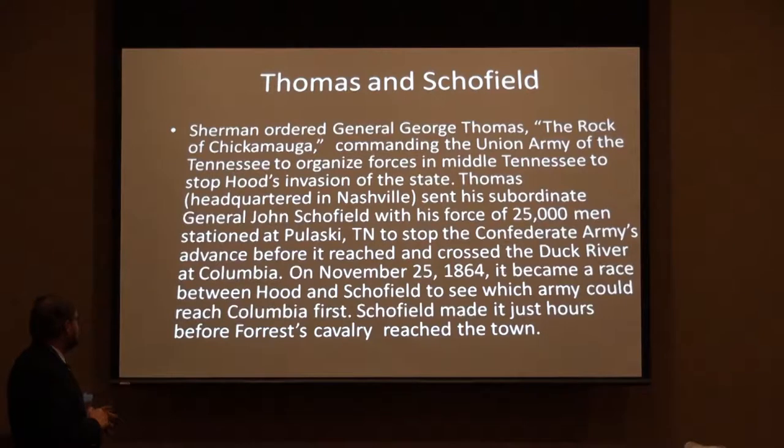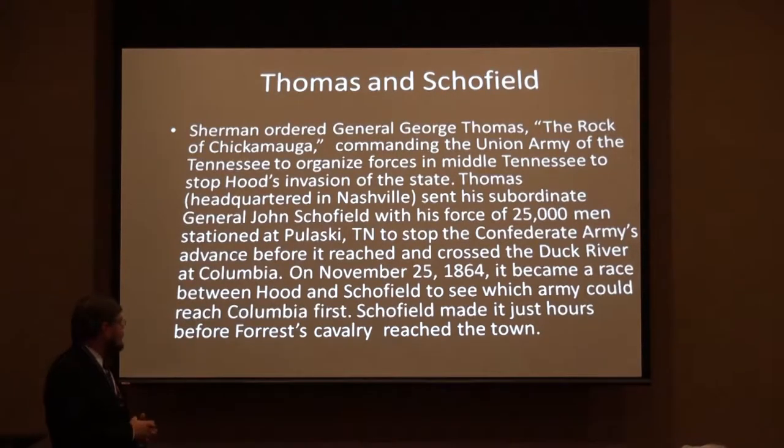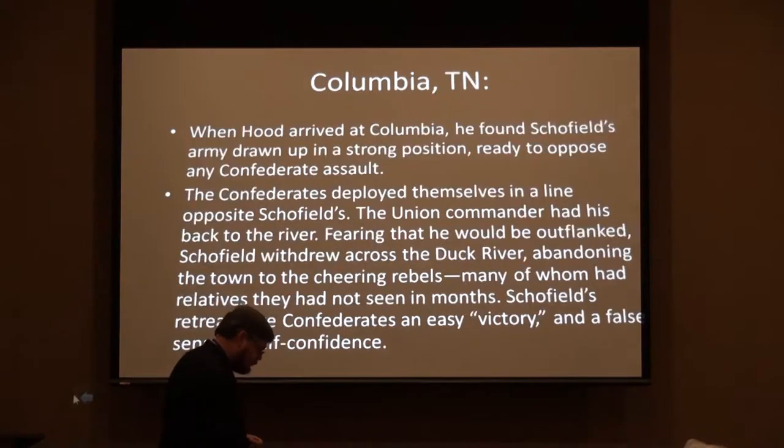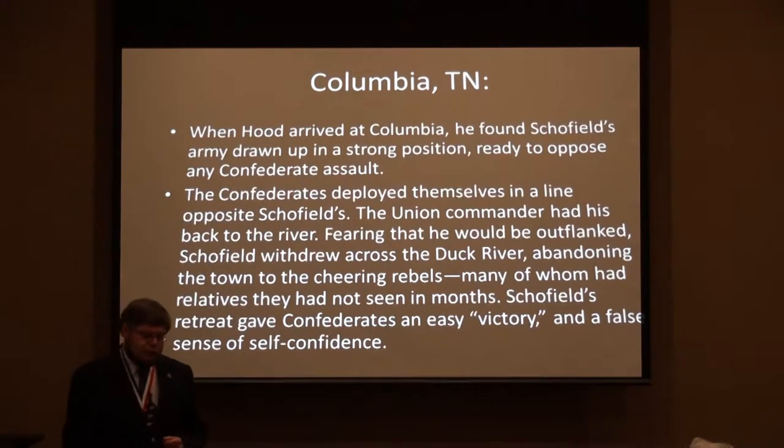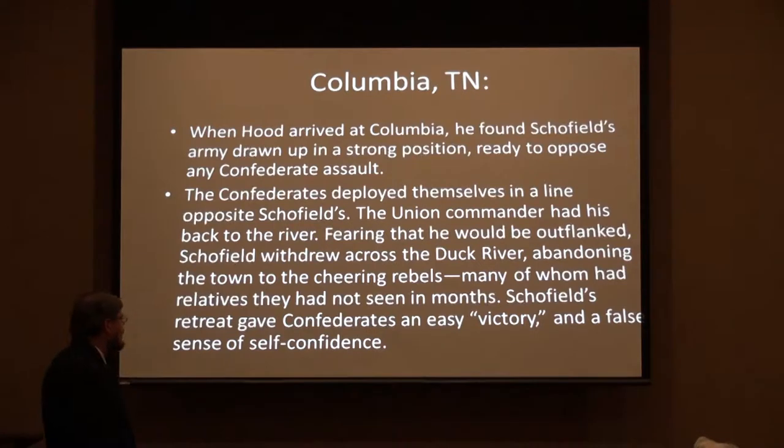At any rate, he was supposed to advance before Hood's army reached and crossed the Duck River at Columbia. On November 25th, 1864, it does become a race between Hood and Schofield to see who gets there first. It turns out that Schofield did, but just barely. Within a short time, Hood was there.